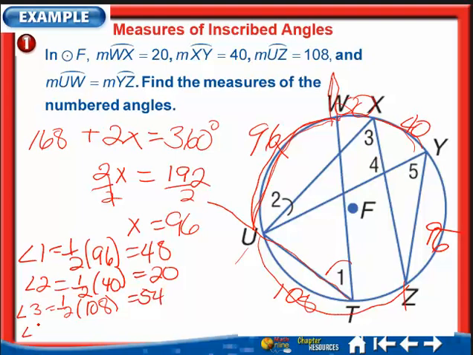Angle 4 is this angle right here. It goes from here to here. Okay, well that involves two arcs, 96 and 20. So we would have to add those together and get 116. Half of 116 is what? 58.